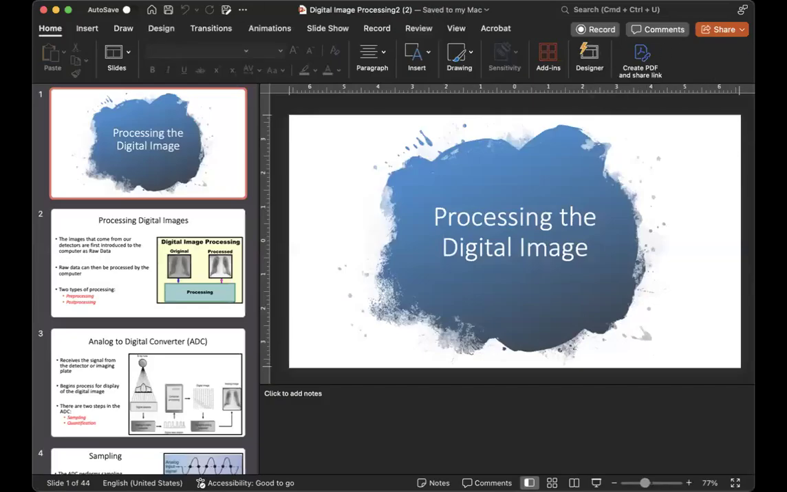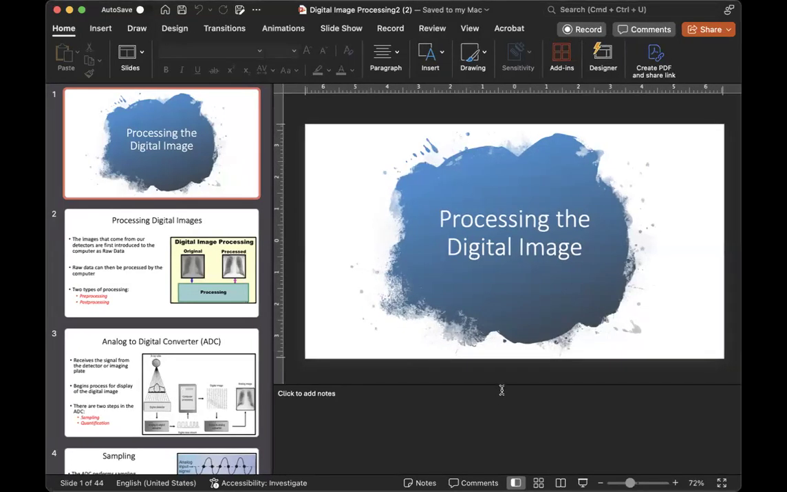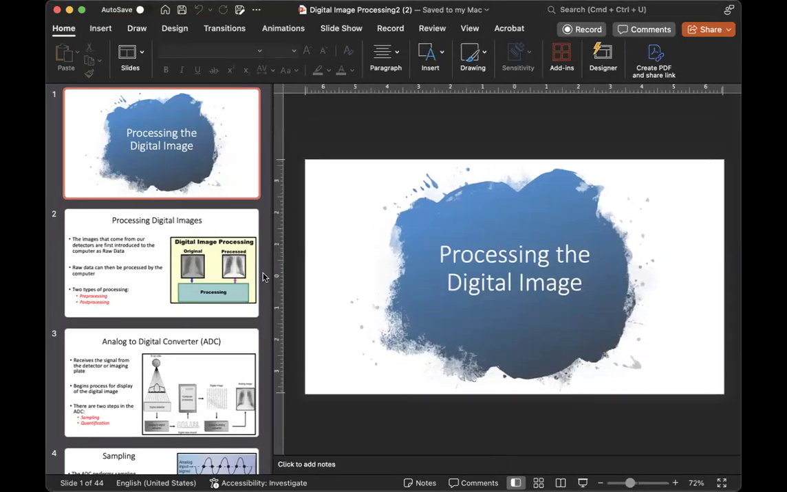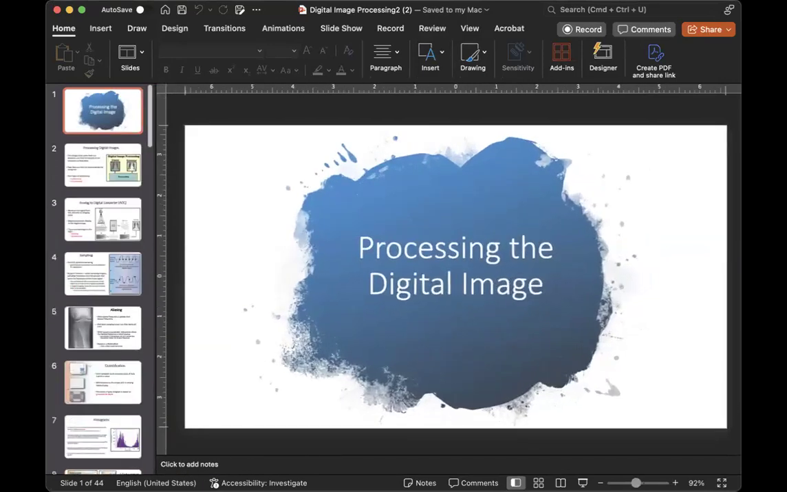All right, guys, we are going to go ahead and start. So this is a quick chapter. This is going to be processing the digital image.